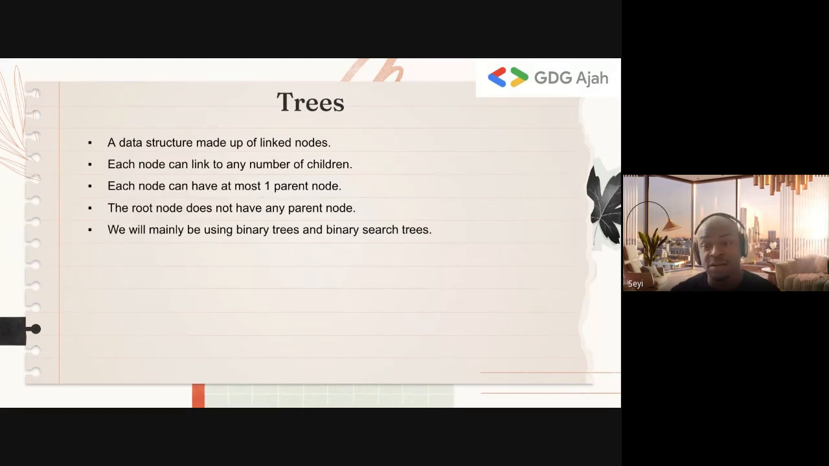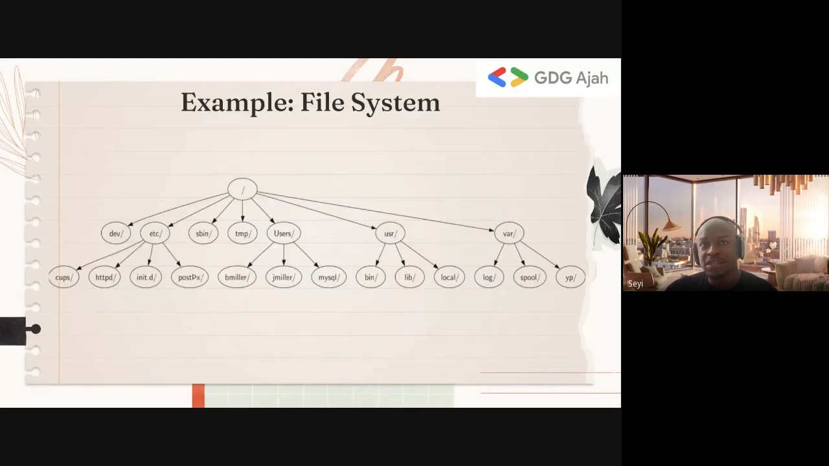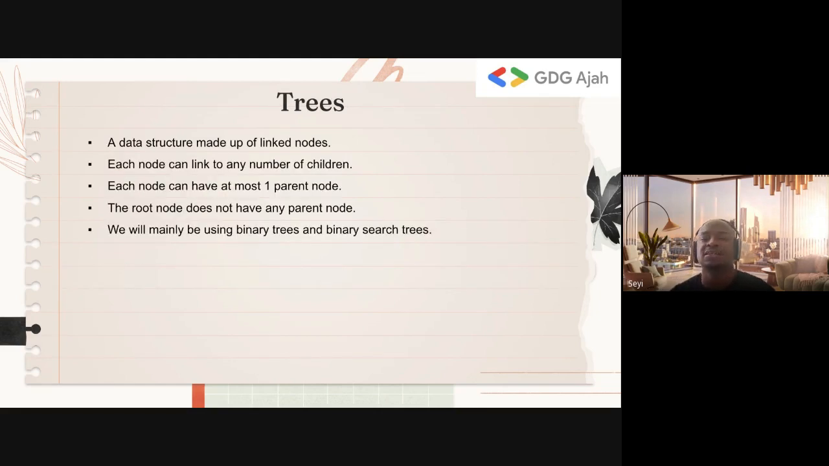So again, going back, a tree is just a data structure that's made up of linked nodes. If you notice, these nodes are linked to each other. The only difference is now we don't have a concept of next or previous. It's more like, okay, you could have multiple children. So you can see it as a linked list, a collection of linked lists.